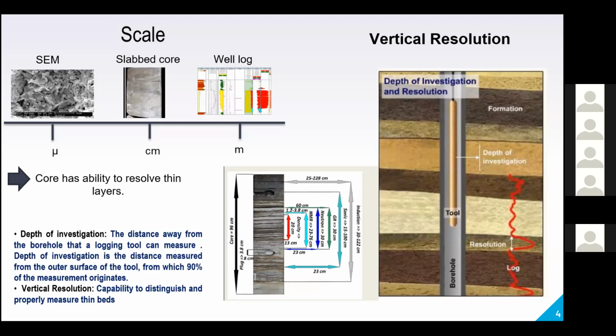So you need to upscale your information from the scanning electron microscope up to well logging. The best part about the core is that it has the ability to resolve the thin layers. What are the thin layers? The thin layers are the thin beds that are beyond the vertical resolution of the tool. So you will ask, what is the vertical resolution of the tool?